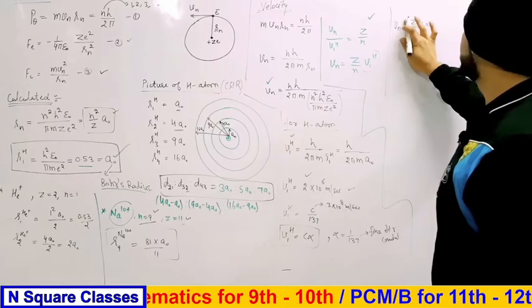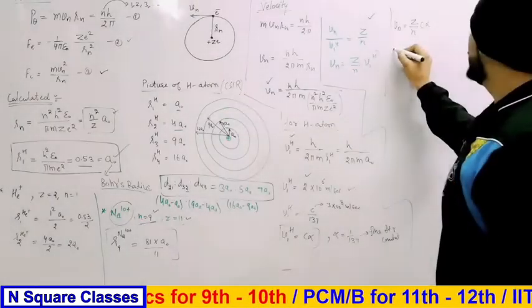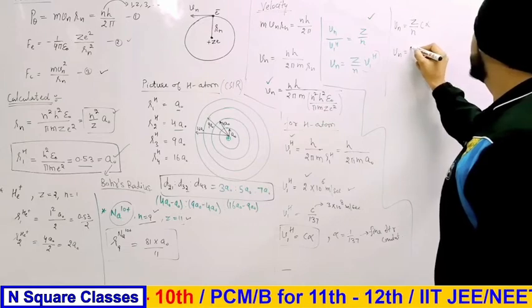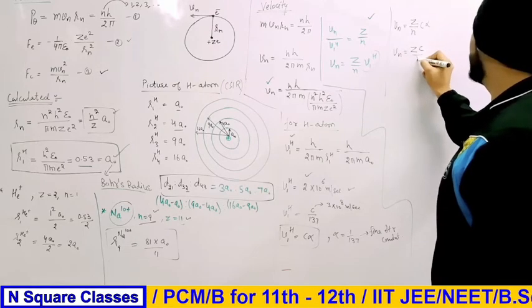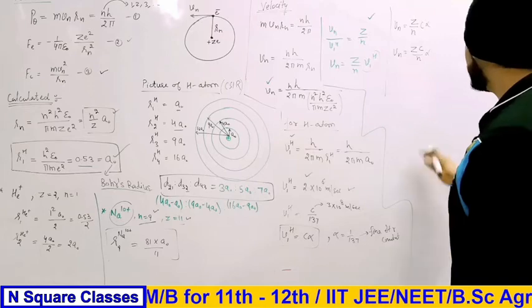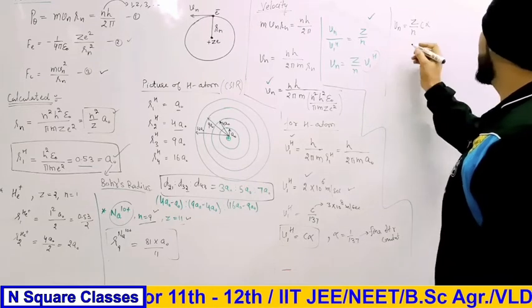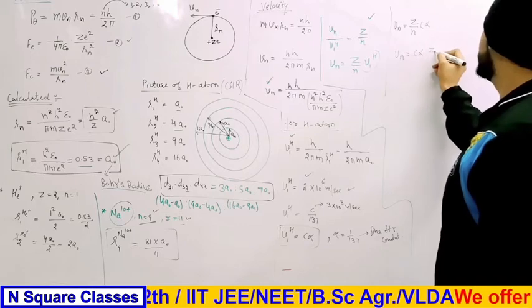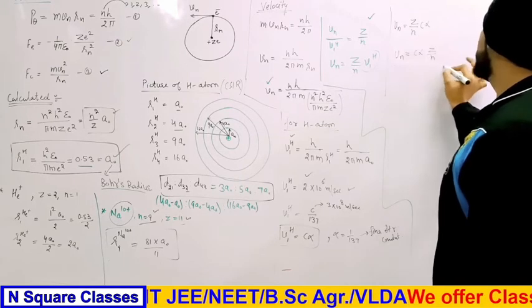This is z. So Vn equals z c by n into alpha. Or more simply, Vn equals c alpha z by n. Now this is our final result.